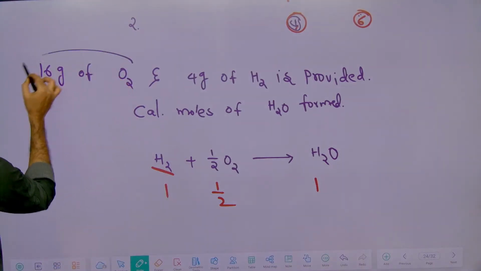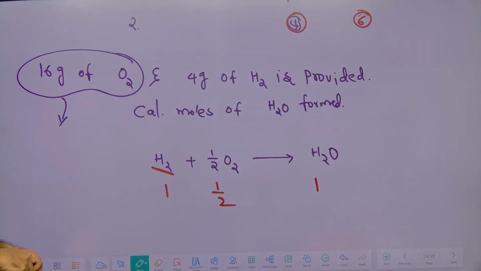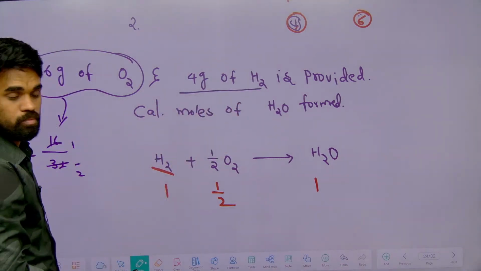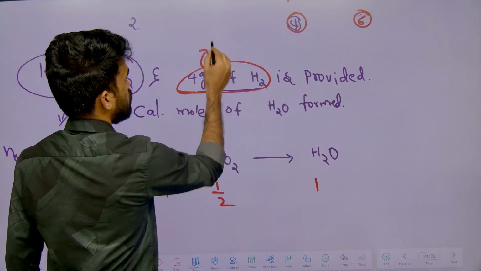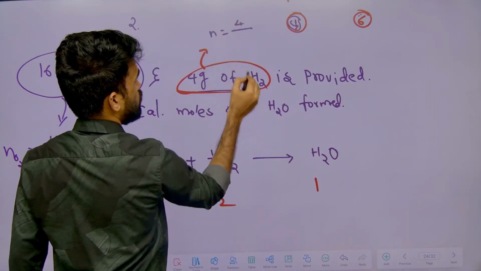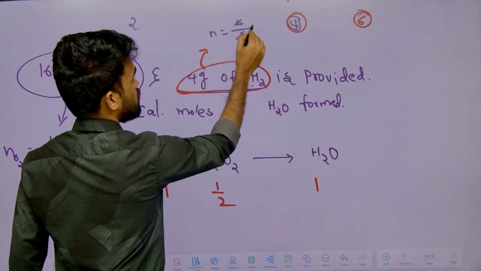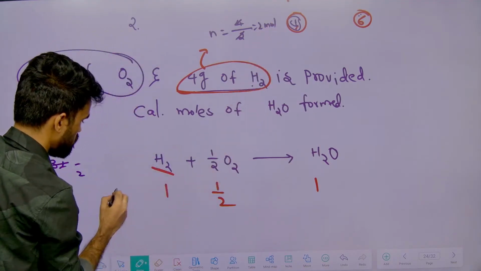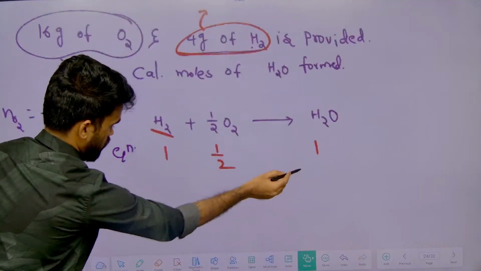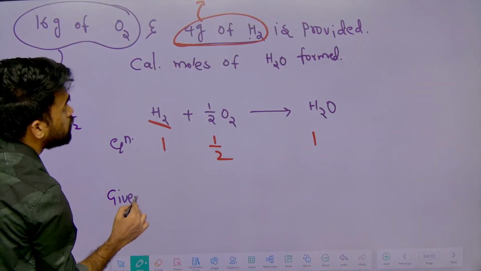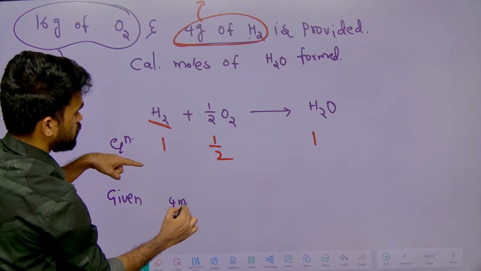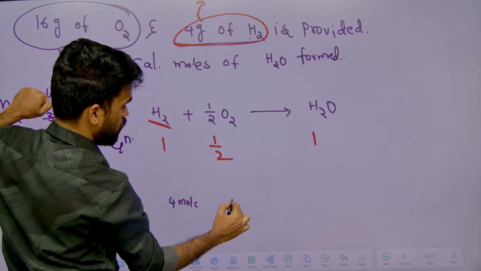So 16 grams of O2 means how many moles it is? Given weight is 16, its molar mass is 32, so it is 1 by 2 mole of O2. Next, 4 grams of H2 means how many moles? Given weight is 4, molar mass of this is 2, so it is 2 moles. So as per the given data, H2 is 2 moles and O2 is half mole.